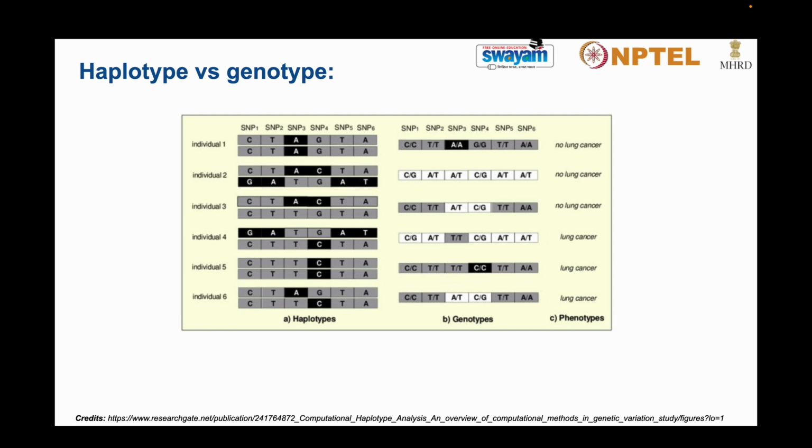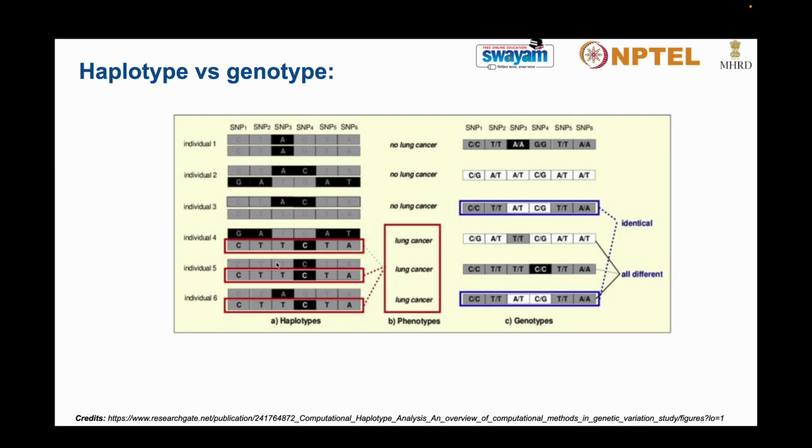If we compare the haplotypes and the genotypes, we will see that for a particular haplotype or sequence to be involved in a particular disease phenotype, it should be shared by all the affected individuals. Here you can see this red boxed sequence is shared by all three individuals, 4, 5, and 6, whereas it is absent in the healthy individuals, which are not showing any lung cancer. So for any sequence to fall in the disease category, it should only be present in the diseased individuals and completely absent from the healthy individuals. The first criterion is satisfied here.